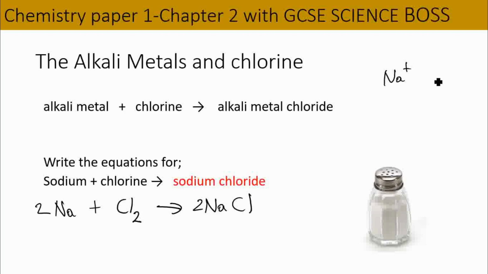How did we get the formula for sodium chloride? Group 1, so it's positive 1. Chloride is group 7, so it's negative 1. Therefore it's NaCl. Okay? Good, and that sums it up for group 1.